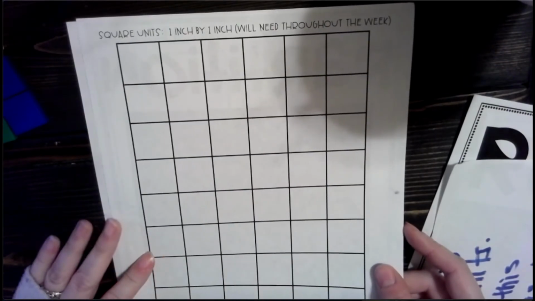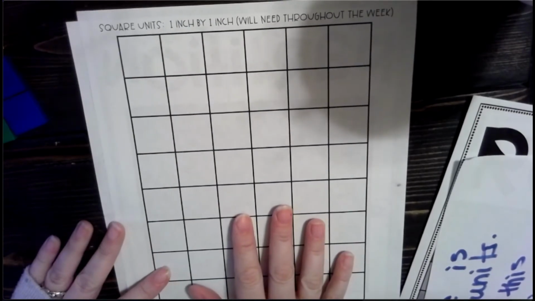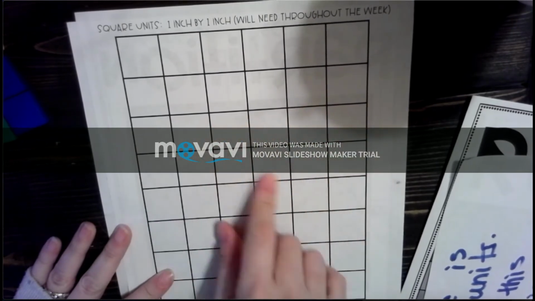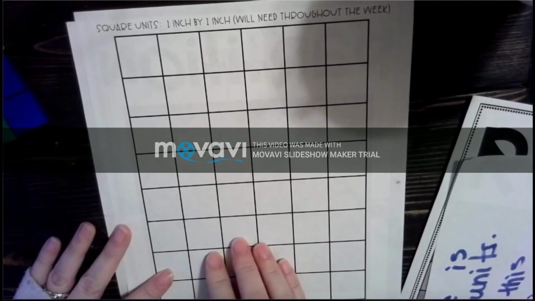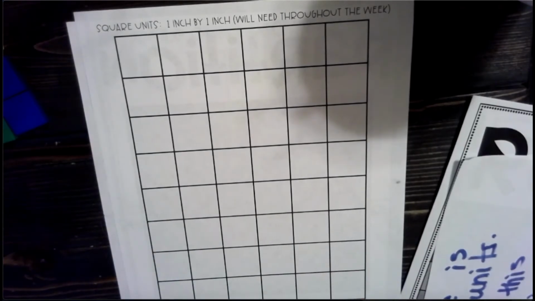For after you listen to the lesson today, if you're able to download the PDF for this and have mom or dad print it, you're just going to cut all of these little square units out, and then you can stick them in a Ziploc baggie, and you can use these square units to go measure things around your house and practice measuring area.